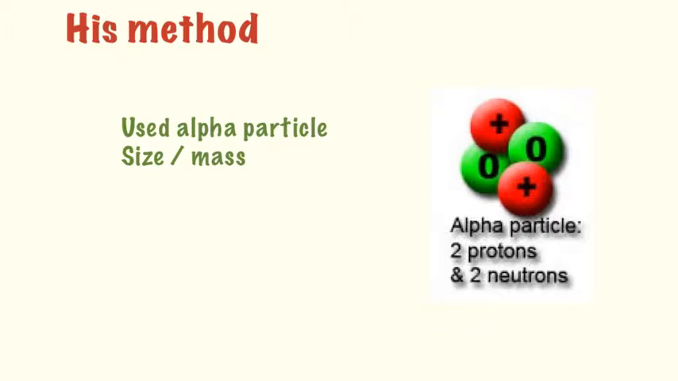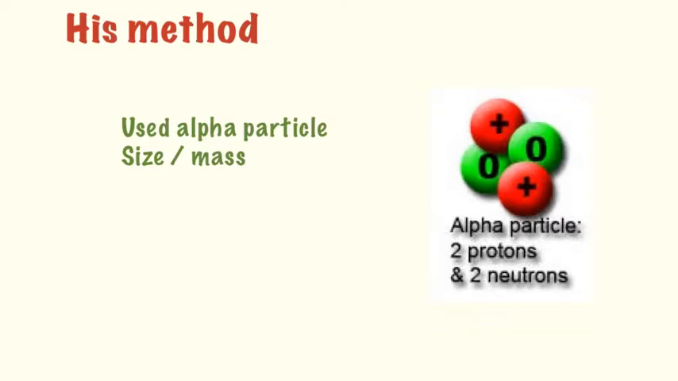Now from the picture we see the alpha particle has 2 protons and 2 neutrons. So essentially it's a helium nucleus. And it's rather a large particle when you think about it. So he decided, yep, this looks like a good little bullet I can use to shoot at atoms.